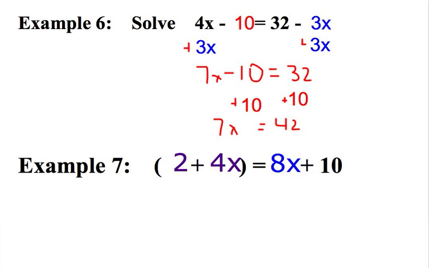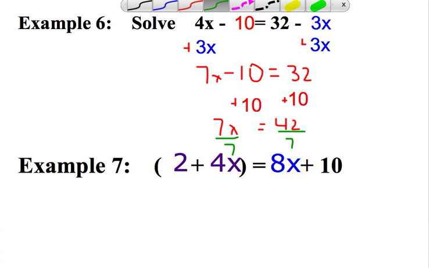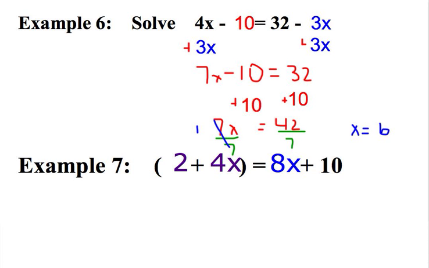Still not done. x is not by itself yet. What do I need to do? Well, if I have 7 times x, what's the opposite of multiplying by 7? Dividing by 7. If I do it to one side, I need to do it to the other side. Now remember, when I'm dividing, that cancels out to be 1. 7 divided by 7 is 1. 1 times x is x. And again, I'm writing above and below on my homework. And 42 divided by 7 is 6.